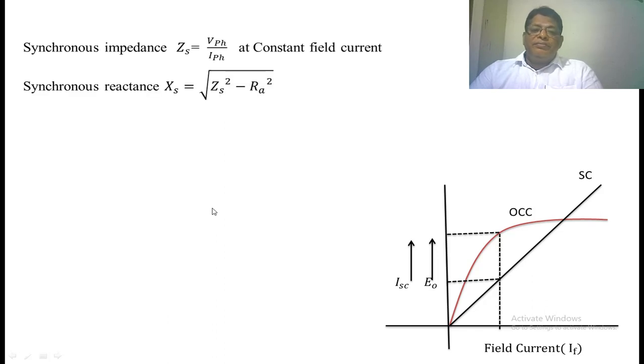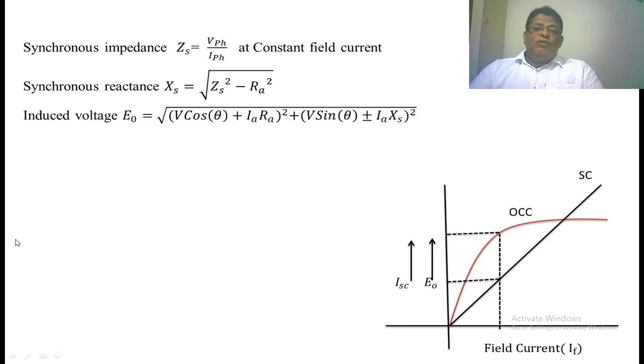Once you have the synchronous impedance, the synchronous reactance XS is equal to the square root of ZS square minus RA square, where RA is nothing but the armature resistance or stator winding resistance. You can measure the stator winding resistance directly by keeping a multimeter across any two terminals. These two values are per phase values only.